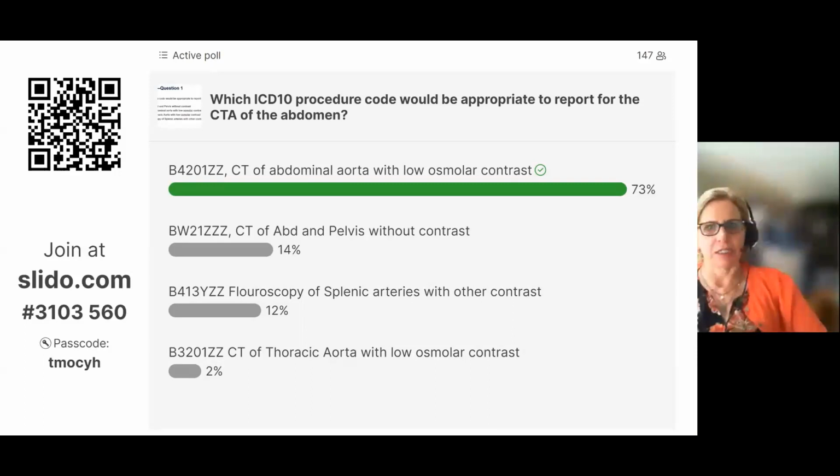And of note, which I didn't mention, CTAs or CT angios are always done with contrast. You can't do a CT angio without contrast.